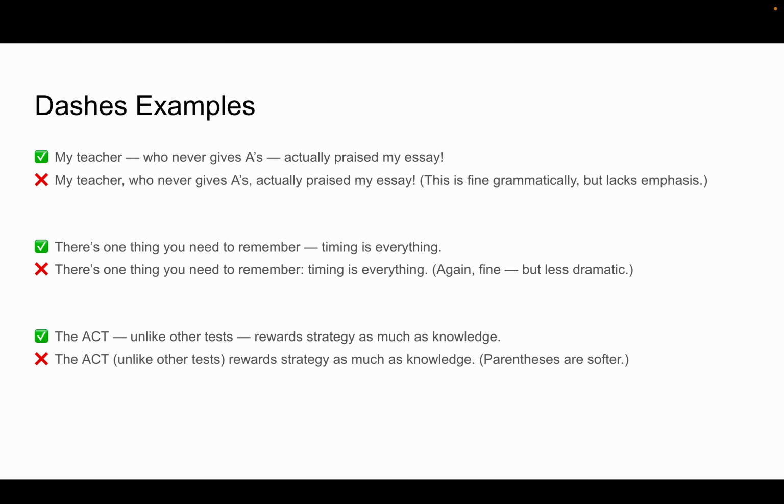And just a few examples to make this concrete, right? We have this sentence: there's one thing you need to remember. Timing is everything, right? Dramatic, or just kind of setting it up. Again, it also depends on the context of the sentence or the paragraph that you're reading this in. So context really matters, and that's why practicing with full practice tests or just practice quizzes will show you the right use cases for these dashes specifically. And so that's dashes, right?